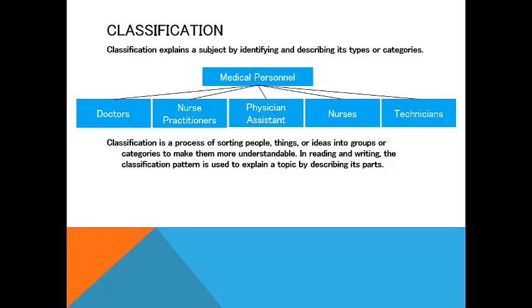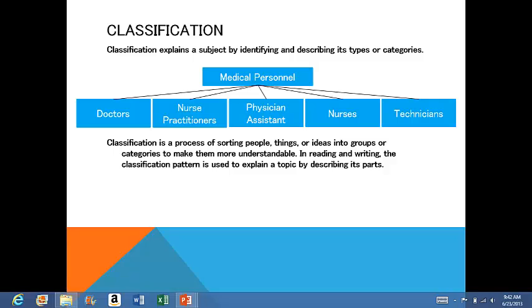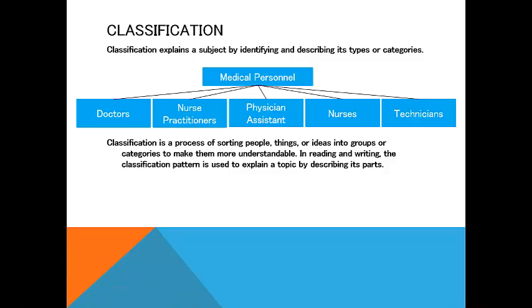These types of organizational patterns you can see are evident in both the reading passages that you read and also in the writing structure that you will use in any type of writing class, whether it be history, government, or your English 101.